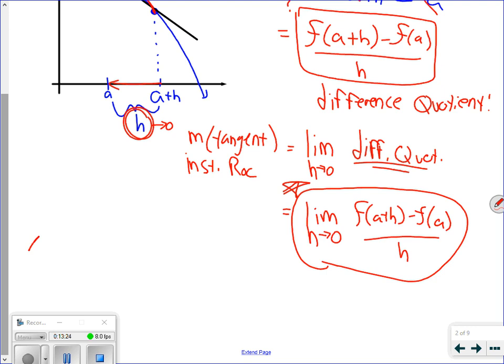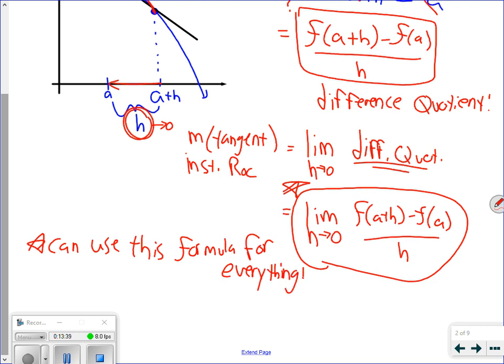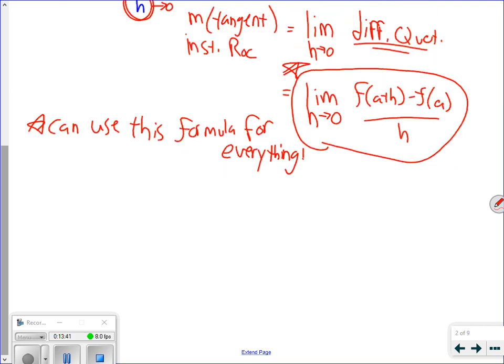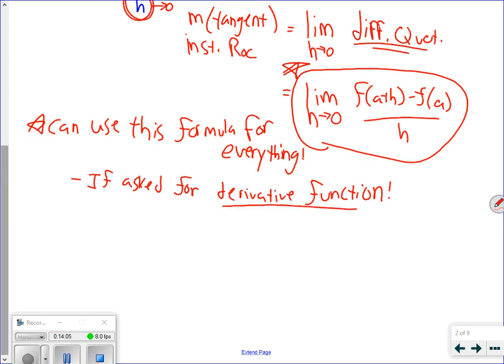The reason is because you can use this formula for everything. Everything including derivatives. So not at just a specific point. All right? You use this formula if asked for a derivative as a function. And that's going to be great because we'll be able to come up with a function that can tell me the instantaneous rate of change at any point on the original graph. So that's why I think it's the most helpful.